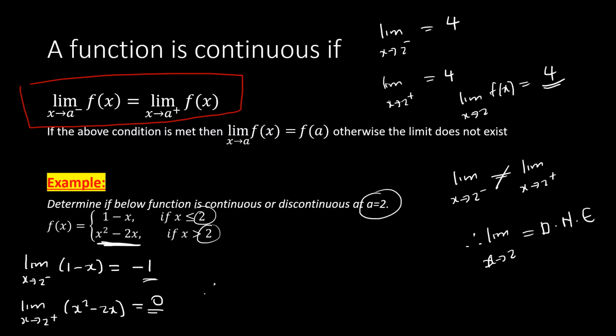Therefore you can see f of x is discontinuous at a equals 2. If they were equal, then you say it's continuous. If they are not equal, it's discontinuous at a equals 2, because those two are not equal, they should be equal. Okay, let's do some questions from the exam papers.